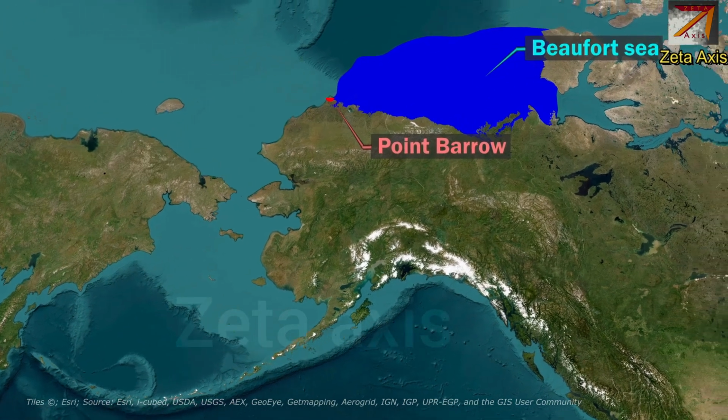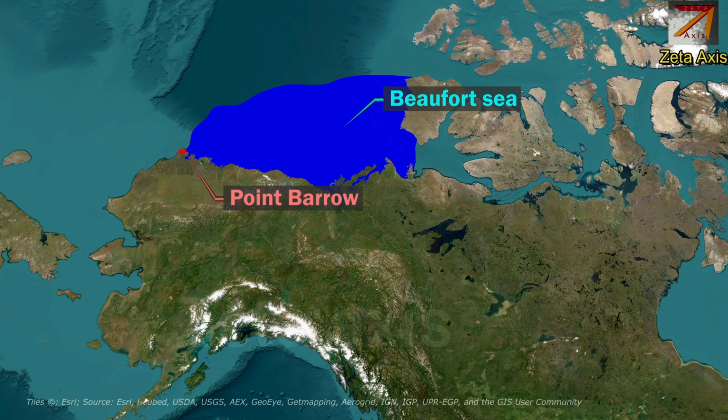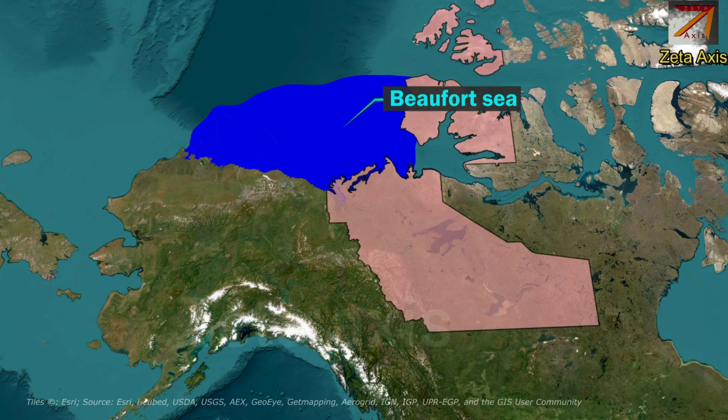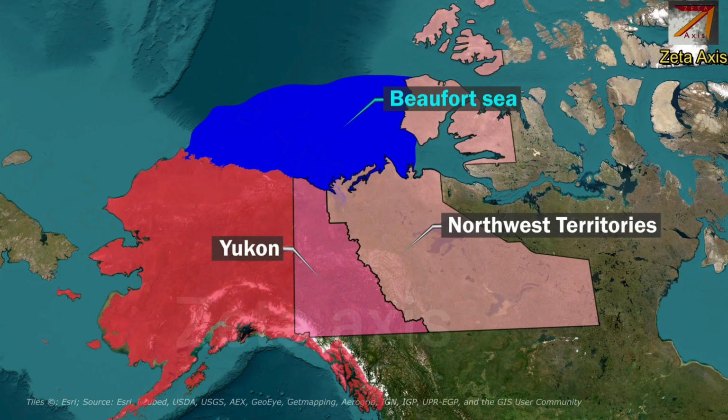Now let's discuss the Beaufort Sea, which is located in the Arctic Ocean on the east of Point Barrow in Alaska. Beaufort Sea is a marginal sea of the Arctic Ocean which is located north of the Northwest Territories and Yukon province of Canada as well as Alaska of the US. It is located on the west of the Canadian Arctic Archipelago.